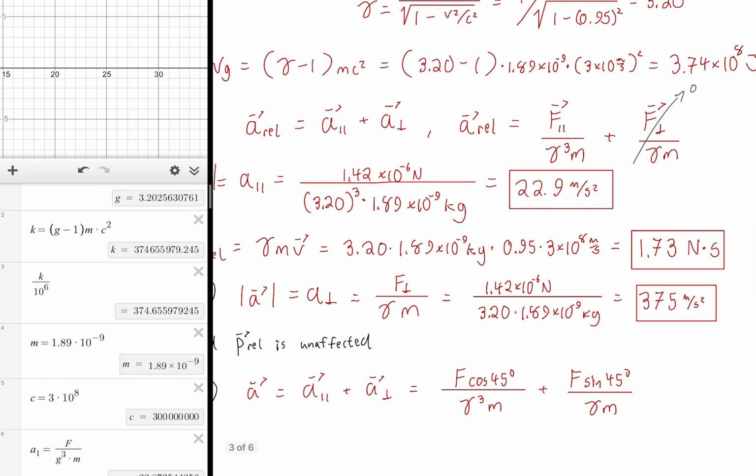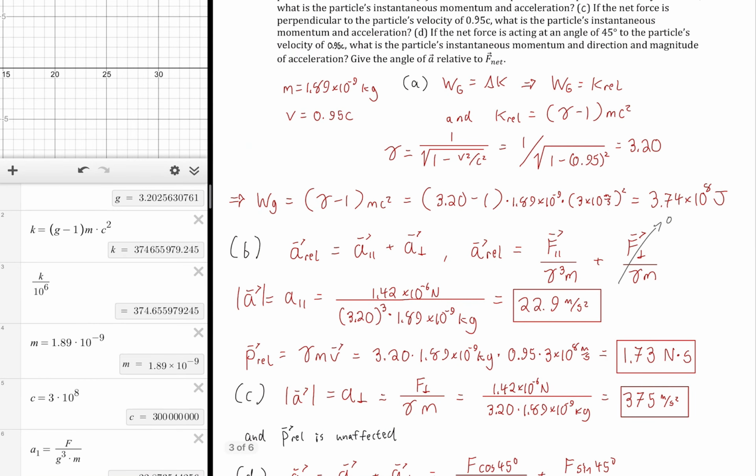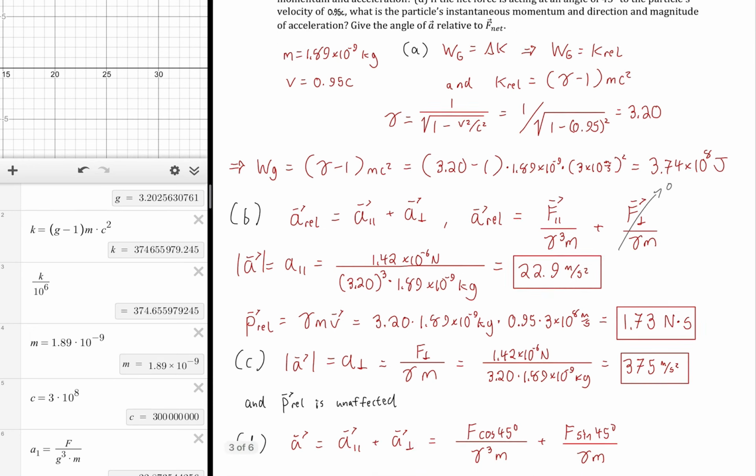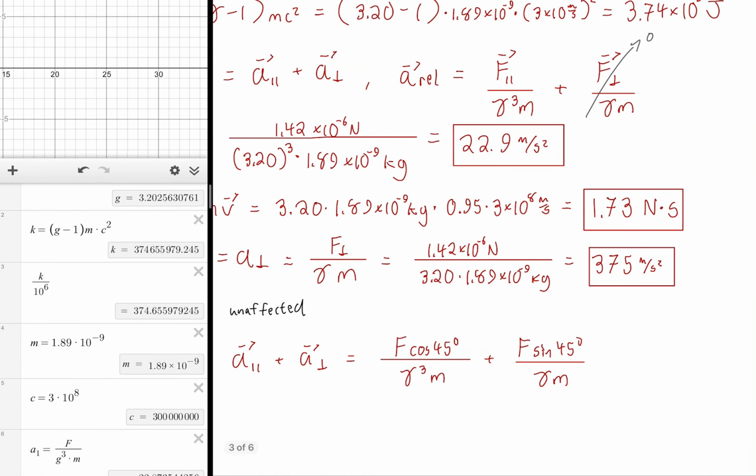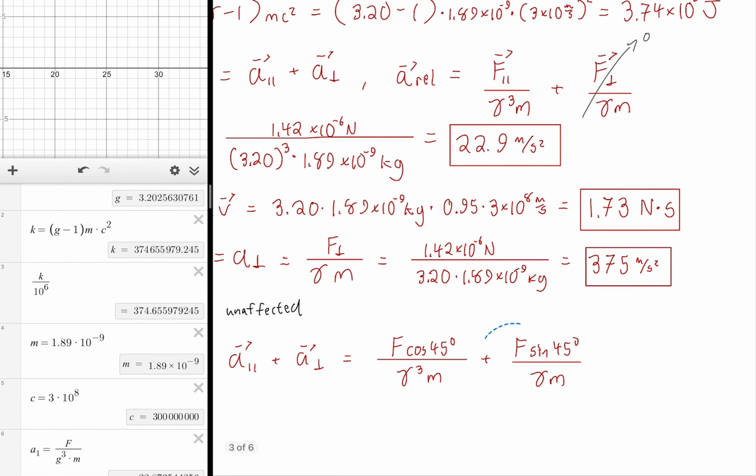All right, so that's going to give us the magnitude. What were we asked for? We're asked for the particle's instantaneous momentum, and the direction and magnitude of acceleration. So obviously acceleration is our main focus. In terms of direction, we could think of these as basically unit vectors. So this is in the parallel direction, and this is in the perpendicular direction.